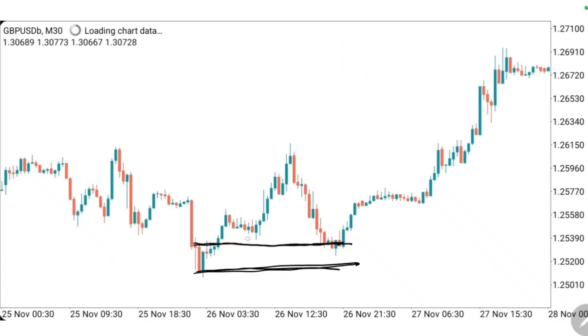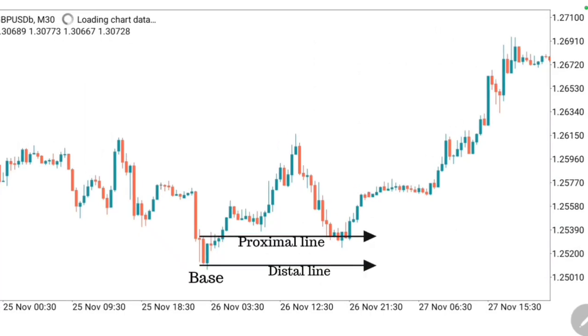So this is my distal line, and this is my proximal line. So this is it. You mark your proximal line and your distal line using the last candle, the last bearish candle before the move up. This is the last bearish candle before the market moved up. So that is where to mark your zone. It's as simple as that.